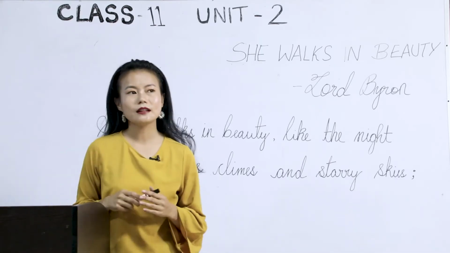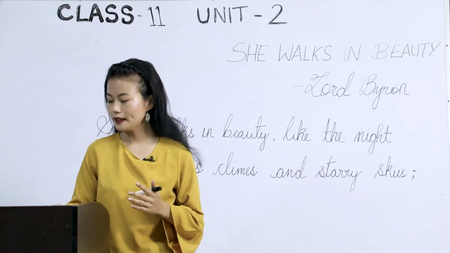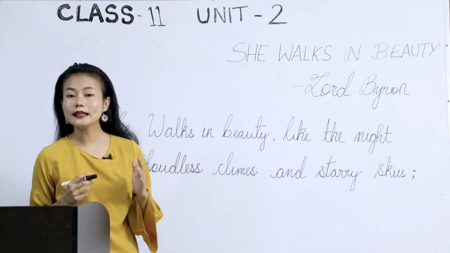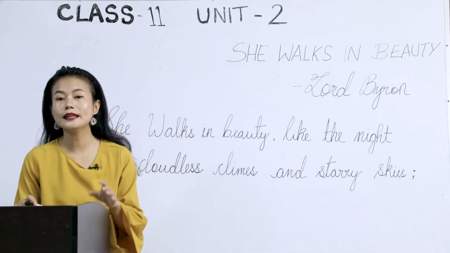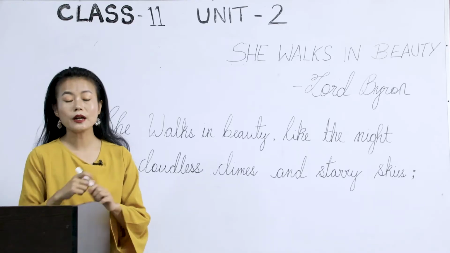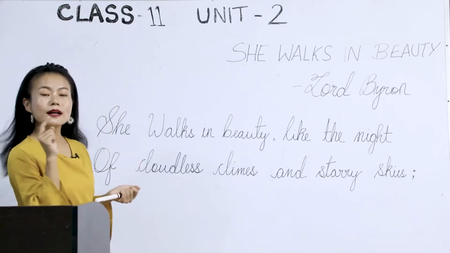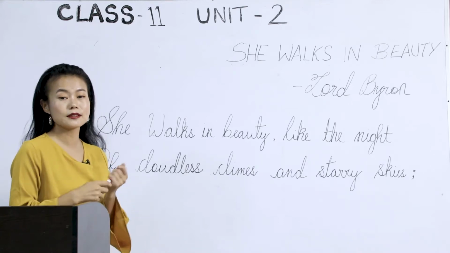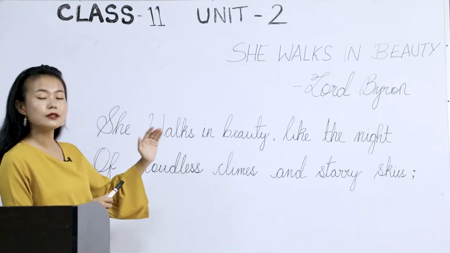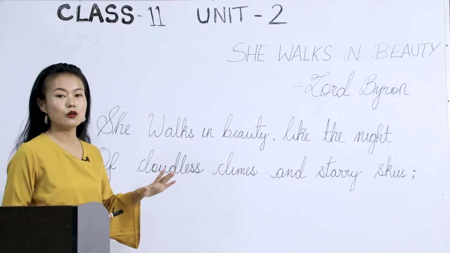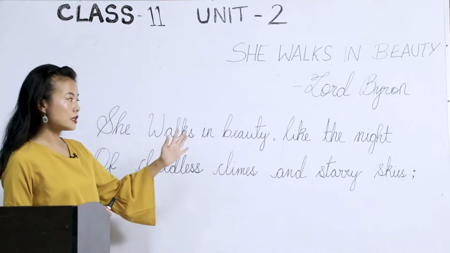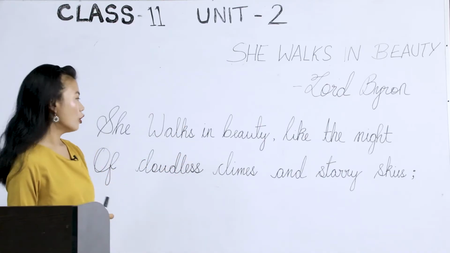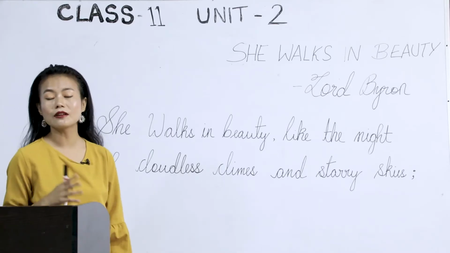Let me tell you about iambic tetrameter. It is a beat in a line of poetry where an unstressed syllable is followed by a stressed syllable. For example, I've already written the first two lines of the poem here. She walks in beauty like the night of cloudless climes and starry skies.